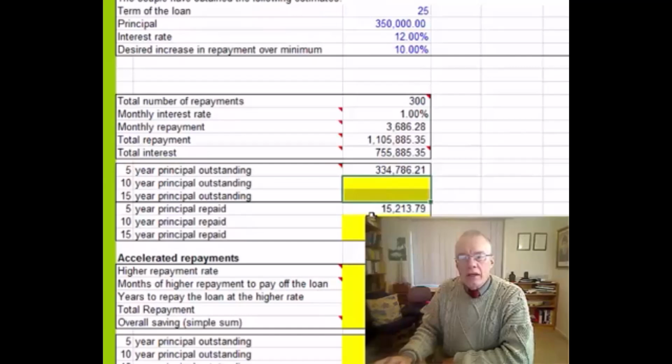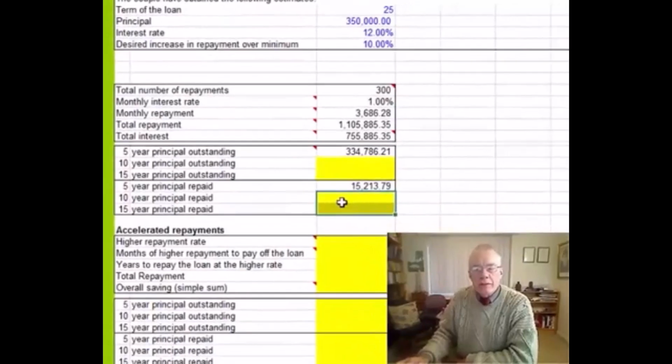Now, I'm not going to calculate the principal at the end of 10 years and 15 years. I'd like you to do that yourselves, and also the principal repaid at the end of those 2 periods. I'd like you to get that experience. The challenge for you is to get rid of the yellow highlights. I'm not going to do it for you in this case, but I'm quite sure that if you followed what I've been doing so far, you should be able to put those numbers in without too much difficulty.